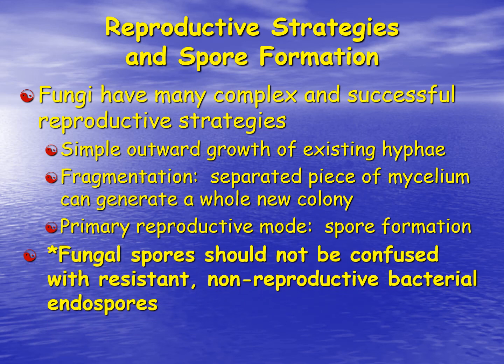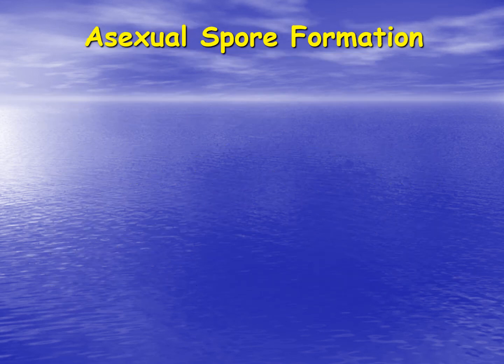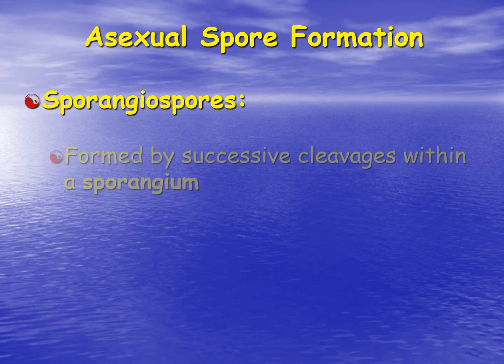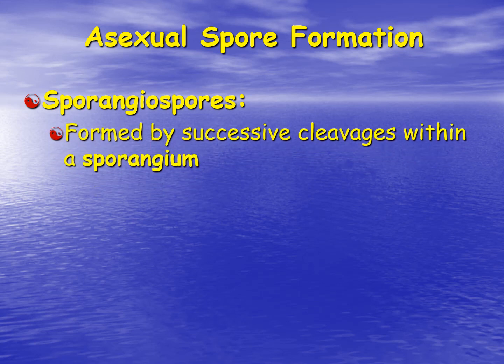Fungal spores should not be confused with the resistant, non-reproductive bacterial endospores. Just keep that in mind. So there are several types of asexual spores that are formed, but we're going to look at just a few of the more common ones. The sporangiospores are formed by successive cleavage or binary fission within a sporangium, which is a sac-like structure that sits at the end of one of these reproductive hyphae.